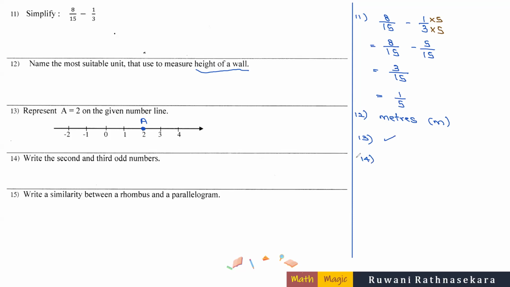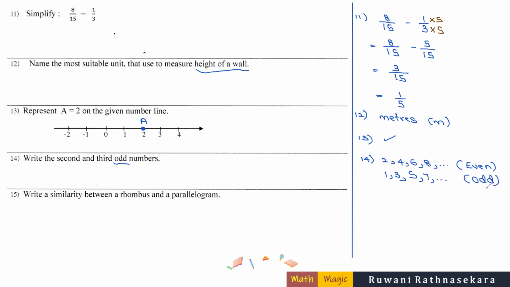Right, the 14th question. You have to write the second and the third odd numbers. Odd numbers are the numbers which are not divisible by 2, and even numbers are the numbers which are divisible by 2. If you write the even number pattern, you know it. 2, 4, 6, 8. Just note down. These are even numbers. And the odd numbers are 1, 3, 5, 7, 9, and so on.